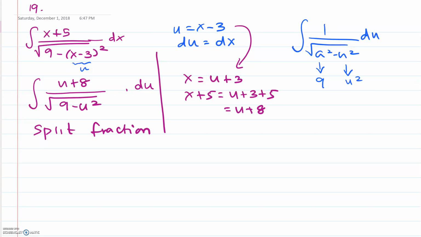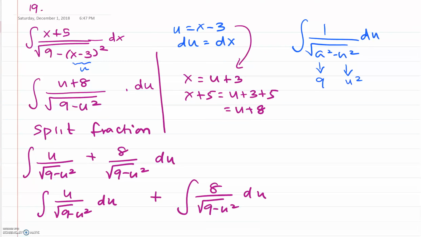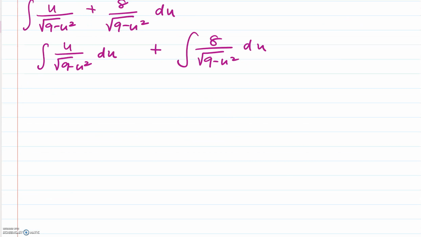Right? So if you split the fraction, it's going to become the first term, u over square root of 9 minus u squared, plus 8 over square root of 9 minus u squared. So this fraction is split into these two fractions, and this is going to become two integral problems. The first integral is u over square root of 9 minus u squared du. The second integral is the integral of 8 over square root of 9 minus u squared du. Alright, so we have integral 1 and integral 2.